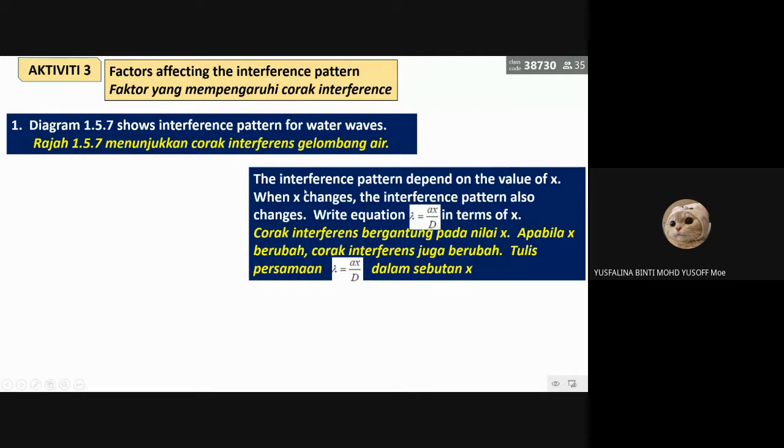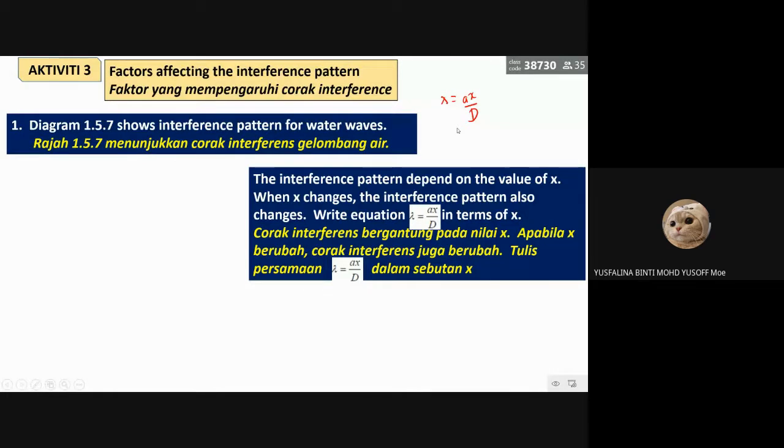Usually when they ask you about the factors, you just have to refer back to the formula. The formula is lambda equals AX over D. So all these four variables are the factors that affect the interference pattern, right?